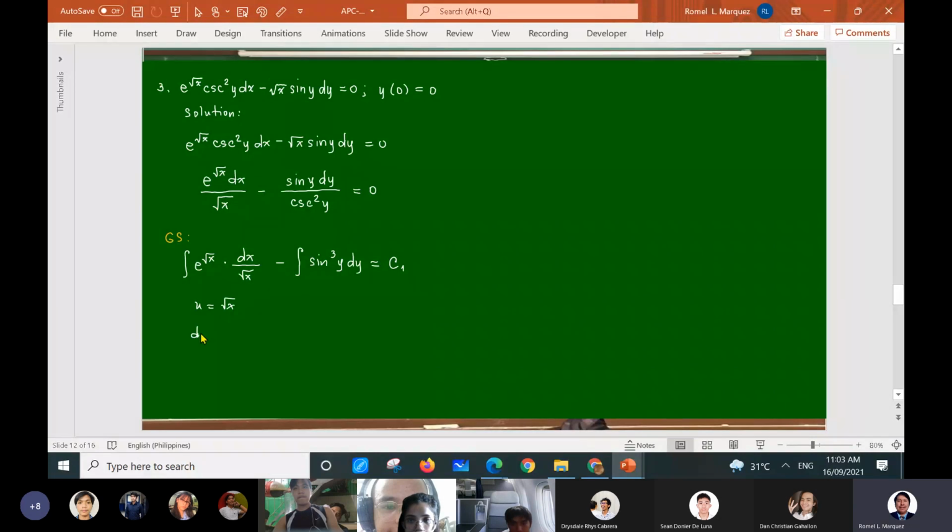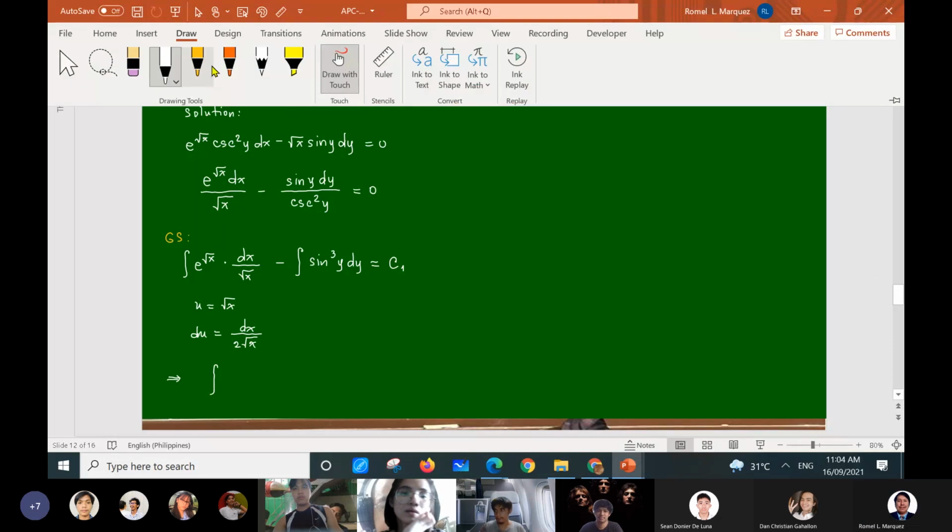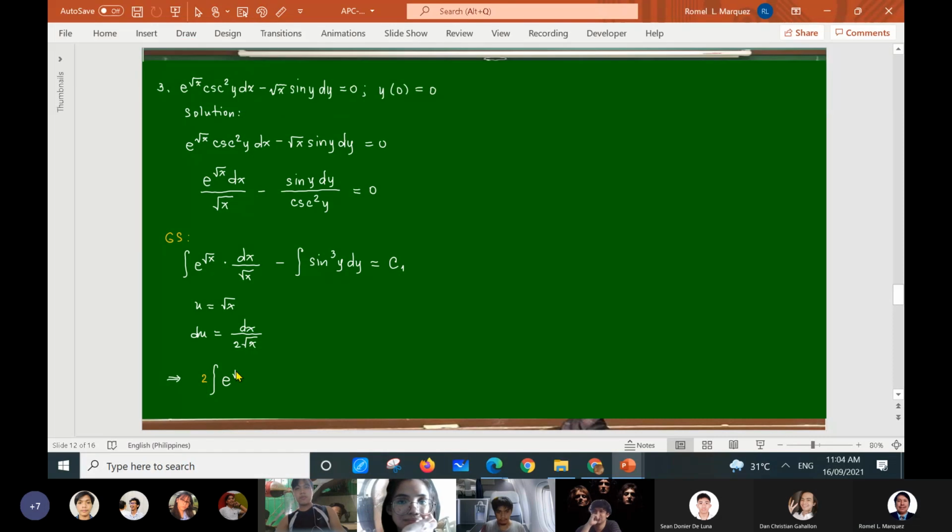What is my du, children? Dx over 2 square root of x. Still remember how to differentiate square root, guys? You can have x to the 1/2, x to the negative 1/2 if you want. Or directly, square root of x, the derivative is 1 over 2 square root of x. This is by trigonometric transformation. Do you still remember that, guys? Or have you forgotten already everything?